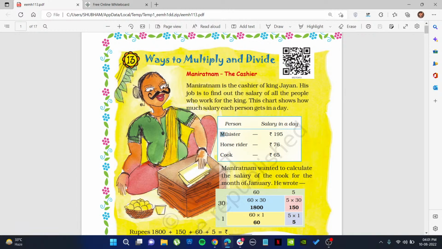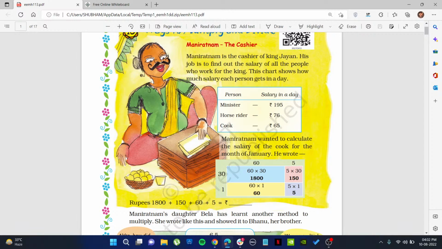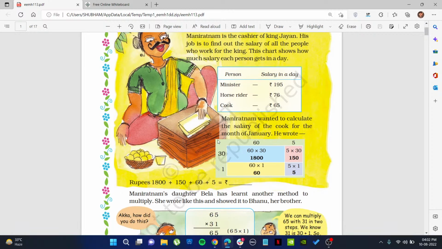So minister is getting 195 rupees in a day. Horse rider is getting 76 rupees in a day, and a cook is getting 65 rupees in a day. Mani Ratnam wanted to calculate the salary of the cook for the month of January. He wrote, here we can see a table and we can see some calculation.